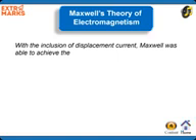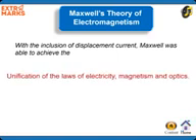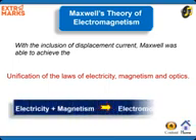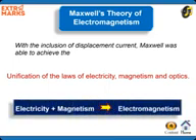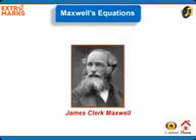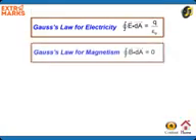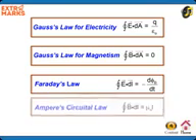Let's study Maxwell's theory of electromagnetism. With the inclusion of displacement current, Maxwell was able to achieve the unification of the laws of electricity, magnetism, and optics. Maxwell gave the set of equations governing the fundamentals of electricity and magnetism.